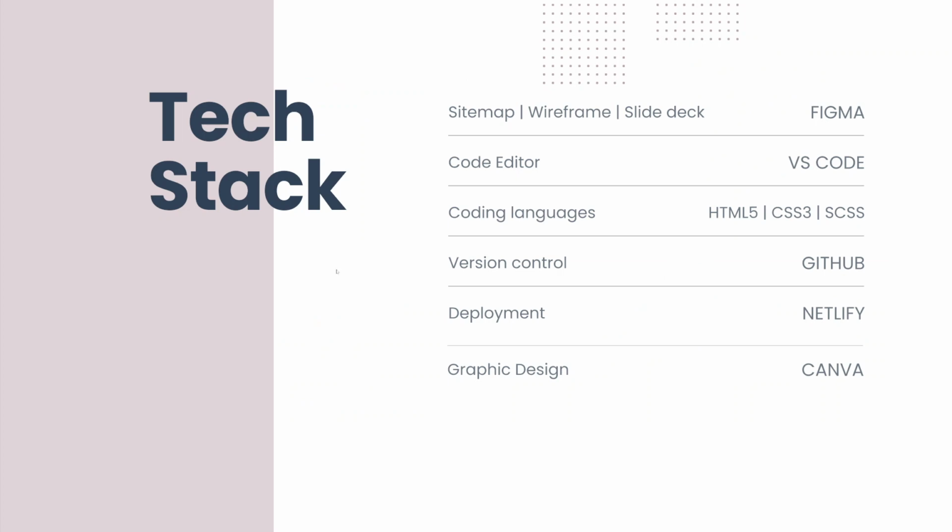So first is the tech stack that I used for the website. I use Figma for designing sitemap, wireframe, and slide deck. I use VS Code as code editor. Coding languages, I use HTML5, CSS3, SCSS. The version control is GitHub. For deployment, I use Netlify, and for graphic design, I use Canva.